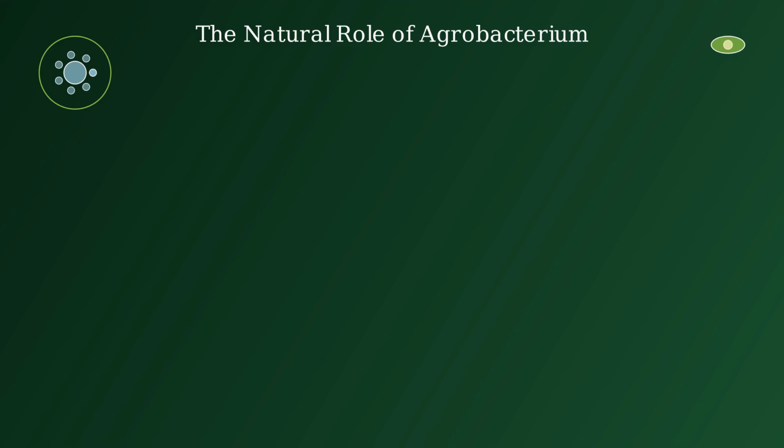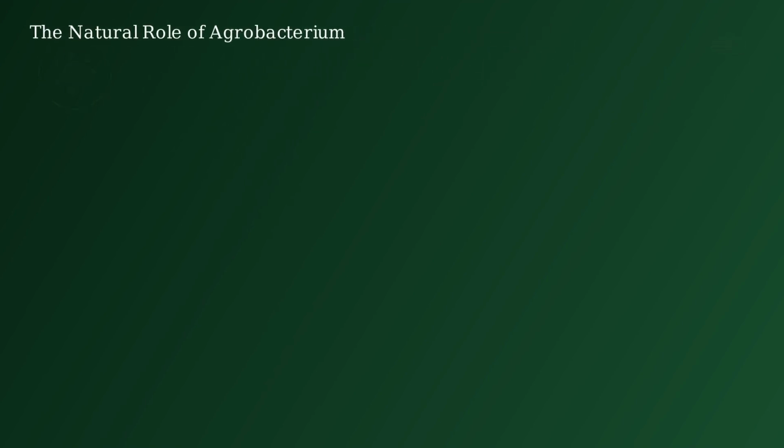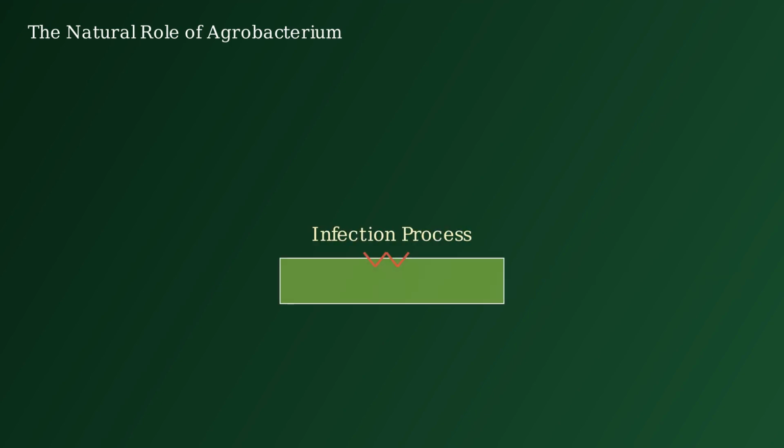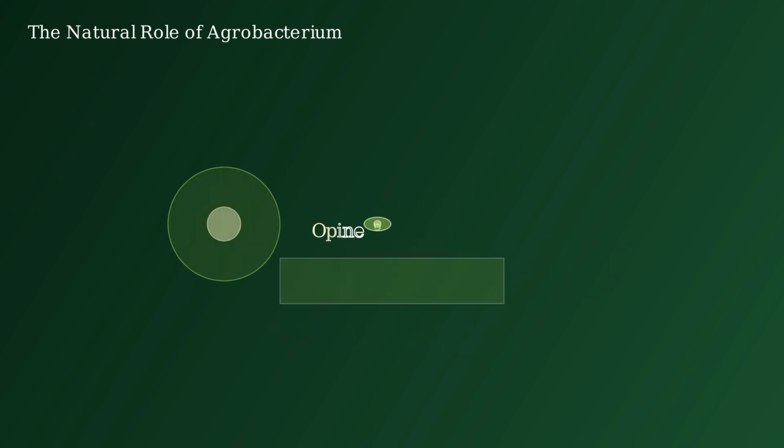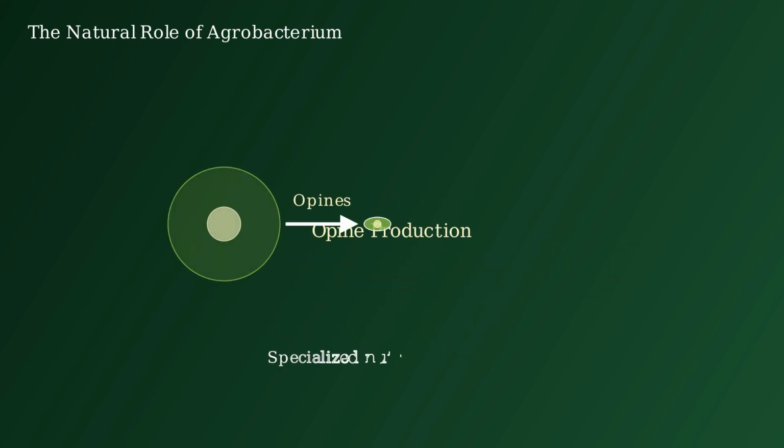Agrobacterium is a soil-dwelling bacterium that has evolved a remarkable ability to genetically modify plants. In nature, agrobacterium targets plant wound sites, exploiting the plant's vulnerability to infection. The bacteria are attracted to chemical signals released by wounded plant tissue. Once at the wound site, agrobacterium transfers a portion of its DNA into the plant cells, causing crown gall disease, characterized by tumor-like growths. The transferred genes force the plant to produce unique compounds called opines. These serve as specialized nutrients that only the agrobacterium can use, creating a parasitic relationship.